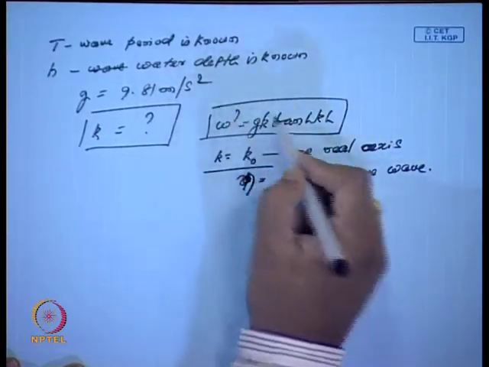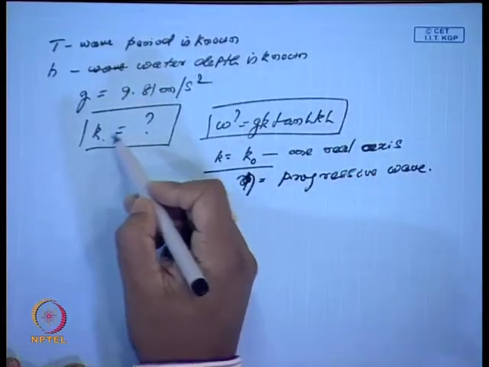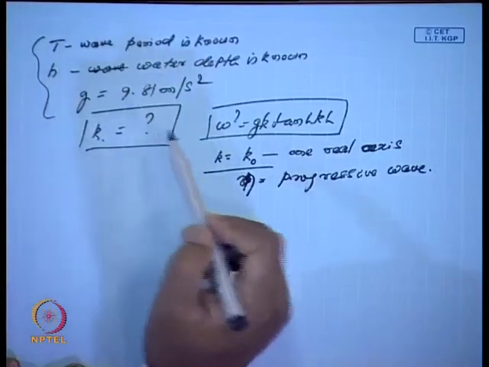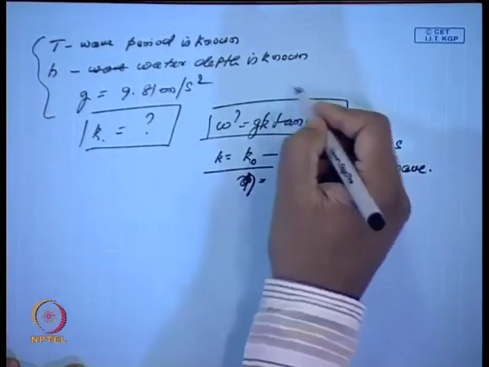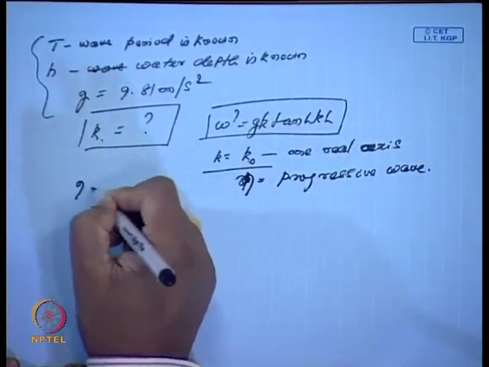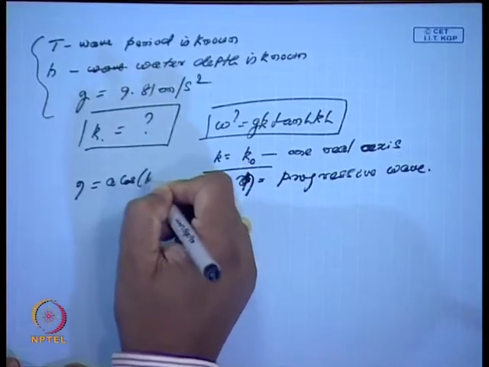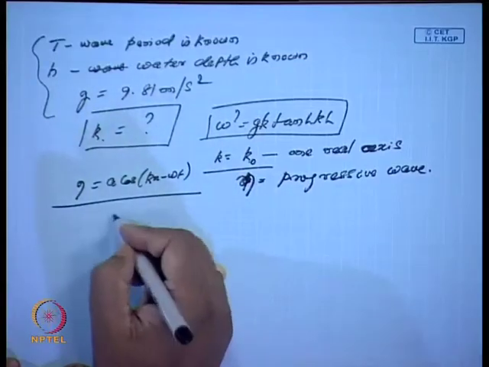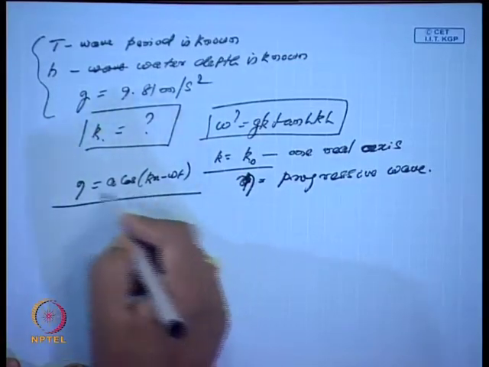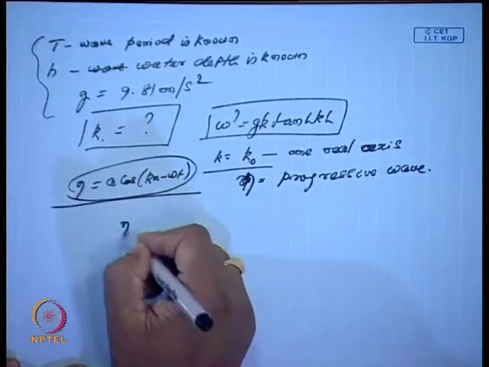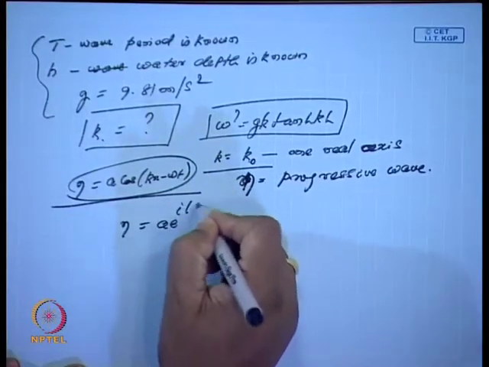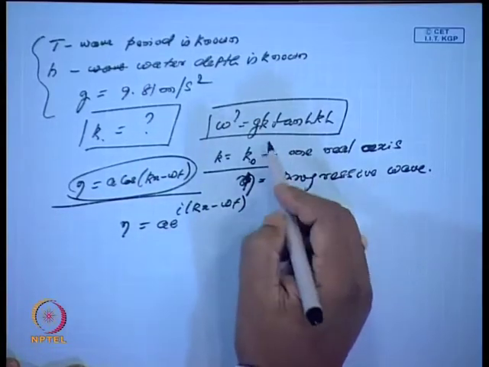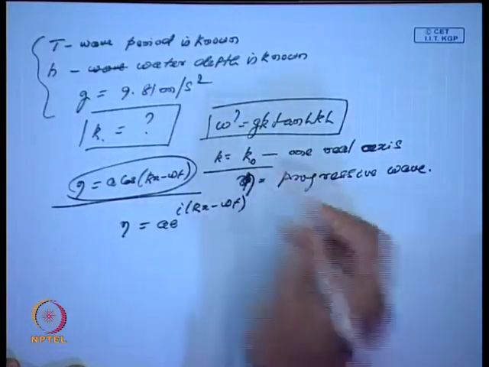So, that means for every time period T and water depth h, we have a k naught and eta. So, eta is equal to a cos (k x minus omega t), a wave profile that exists, and even in the general form that I have considered just now, eta is equal to a e to the power i (k x minus omega t). So, this exists for a particular real k, that is k naught.